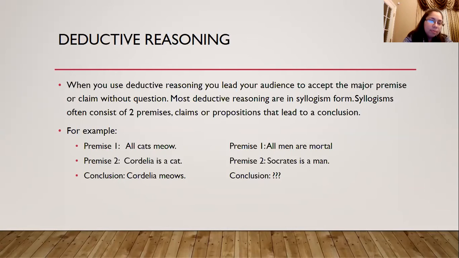So for example, all cats meow, and we're gonna be using this simple little example found in your book. All cats meow, Cordelia is a cat, Cordelia meows. Simple, right? Might make sense. Okay, makes sense. All men are mortal, Socrates is a man. If you guessed it, then Socrates is mortal. That's right. So that is a syllogism, and two premises. You have the two claims there, and then you have a conclusion made from those two things. Okay, so far so good.